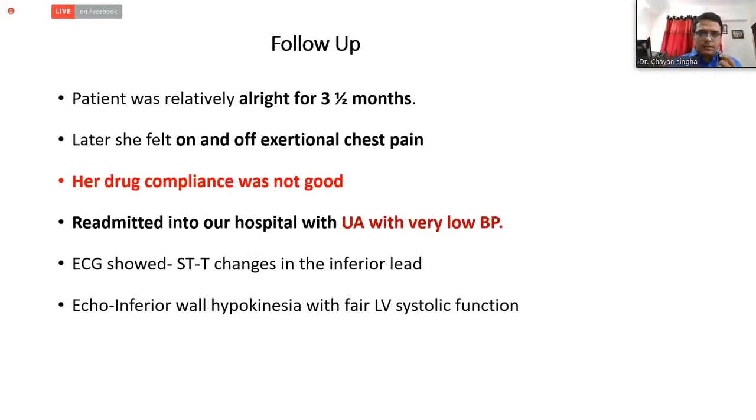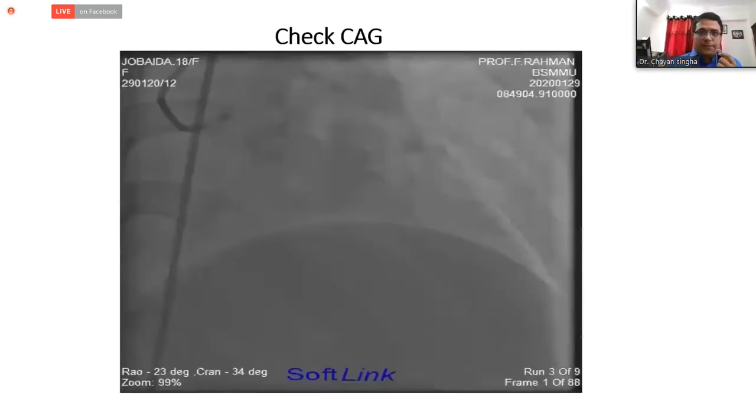After the procedure, the hospital stay was uneventful, and the patient was relatively all right for 3 months. Later, she felt on and off exertional chest pain, and her drug compliance was not good. Then she was readmitted to our hospital with central severe chest pain 3.5 months later with very low blood pressure. At that time, ECG showed ST-T wave changes and echo showed inferior hypokinesia.